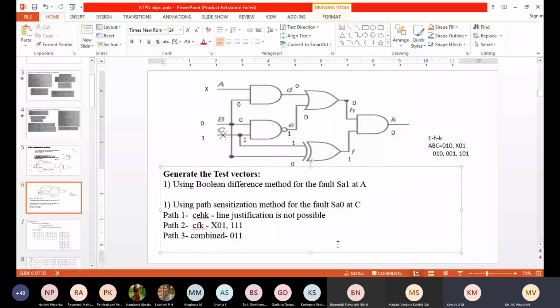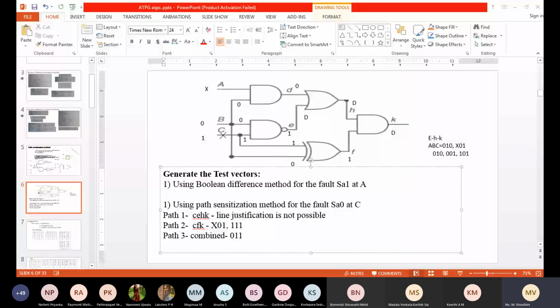For CEHK, I'm getting 0, 1, 1, ma'am. Which one? The first one? Let me do it now. Anybody else? Even I am getting 011, ma'am, for the first part. For the first path you are getting 011. Okay, let me check now.